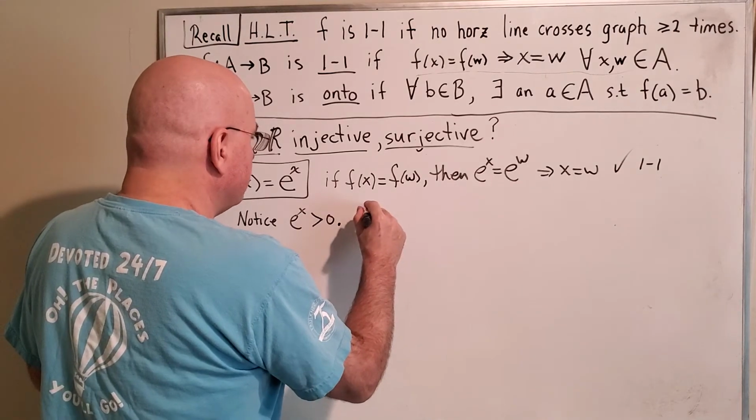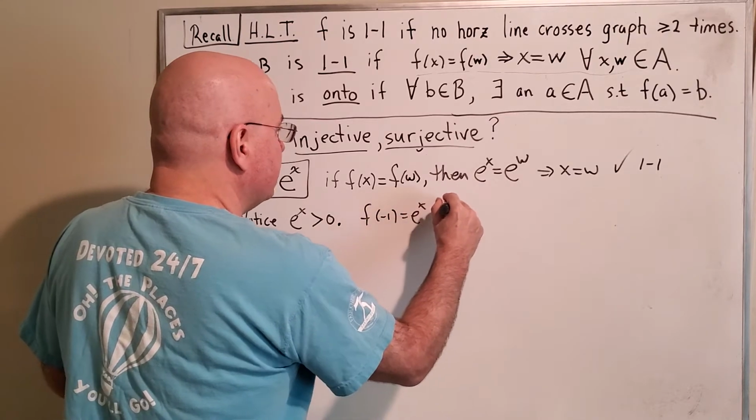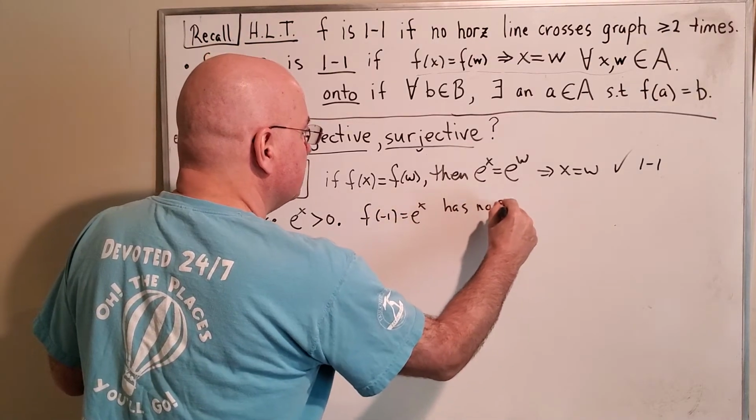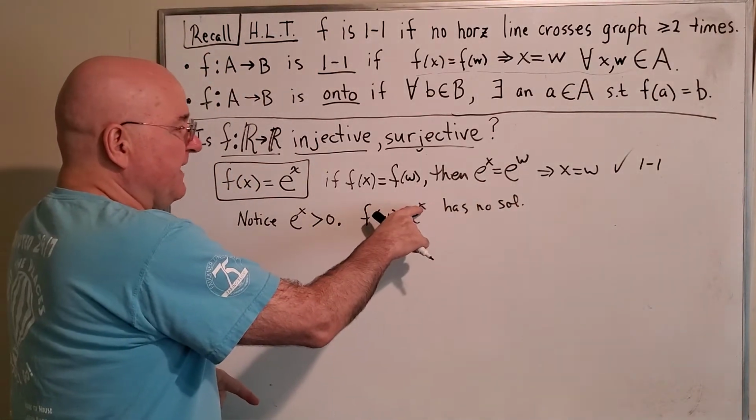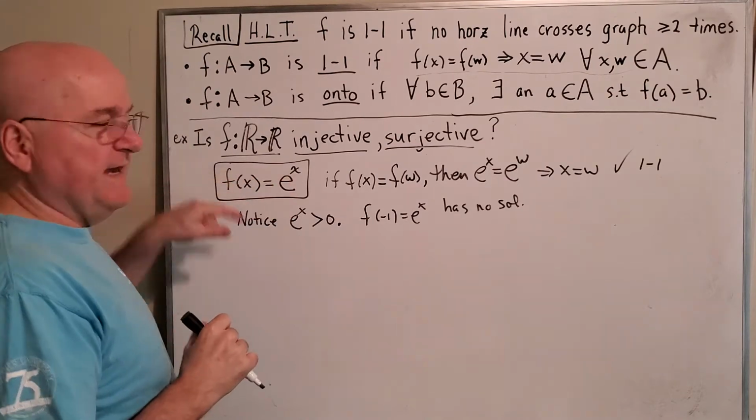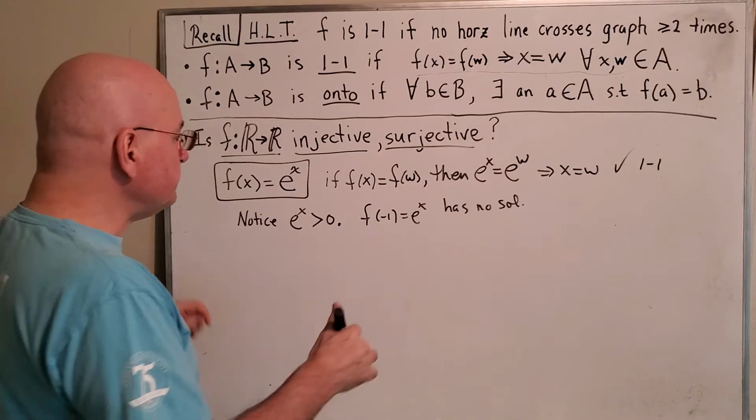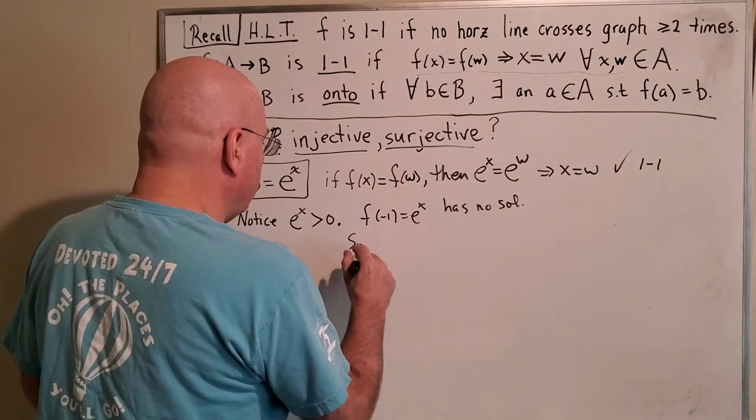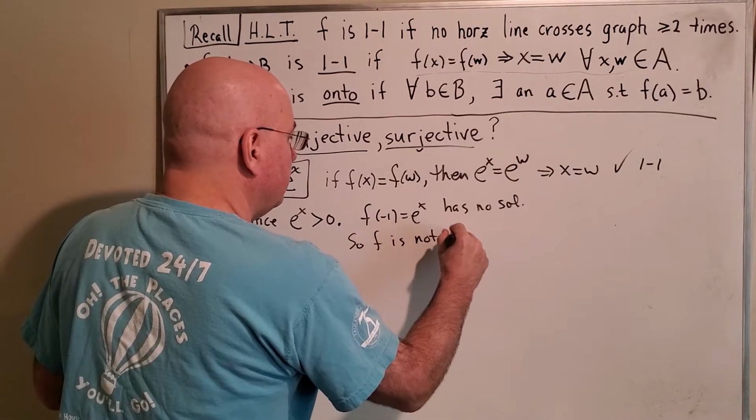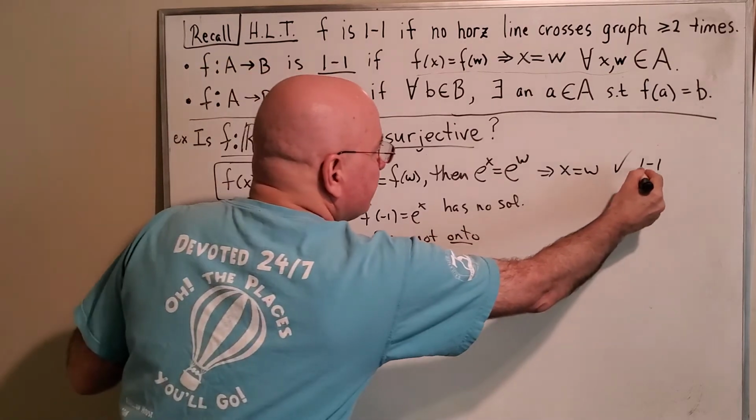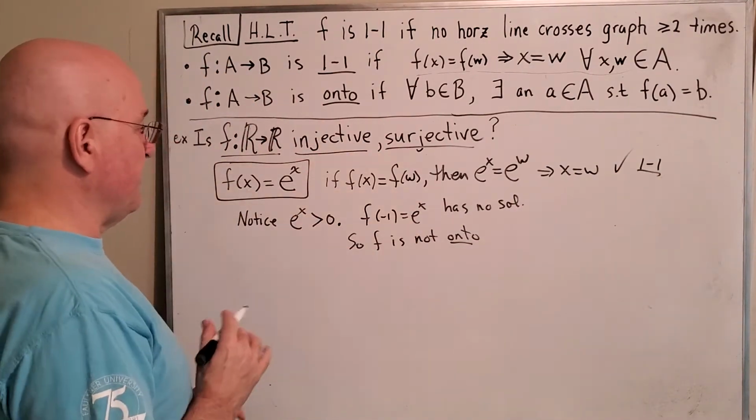For example, f of negative 1 equals e to the x has no solution. So that means that no value of x, right here, will ever give you a negative 1, or actually any negative number at all. So f is not surjective. Again, I'm using the different words and different terms just to get you used to them. Surjective is onto. It's not onto.